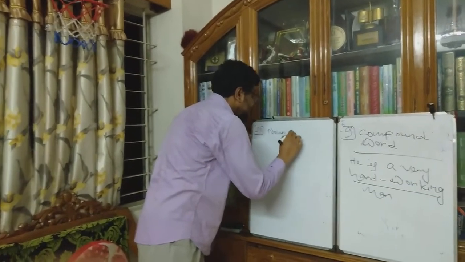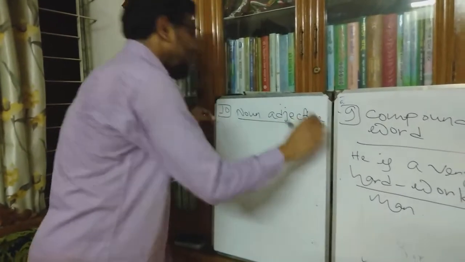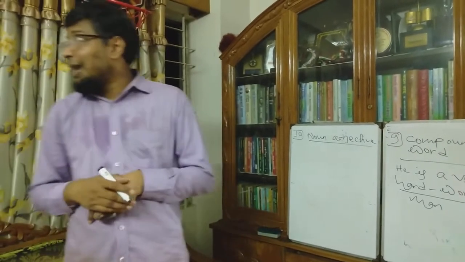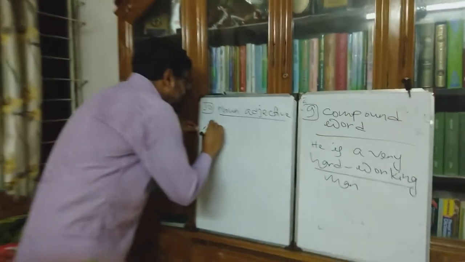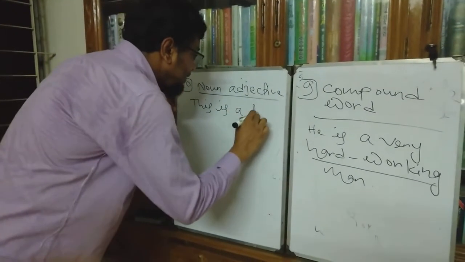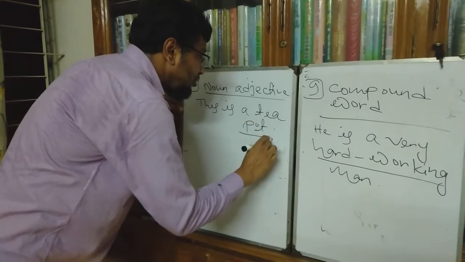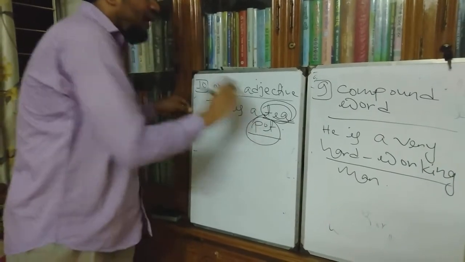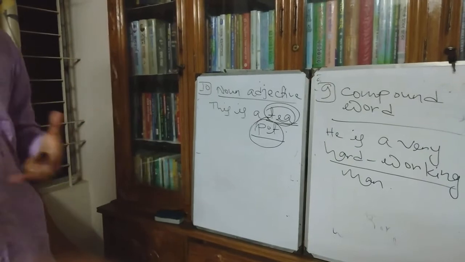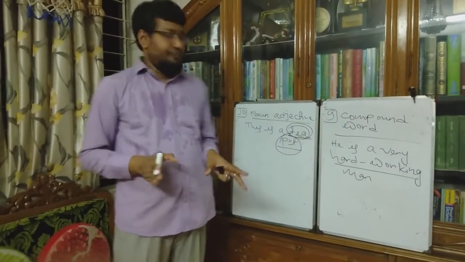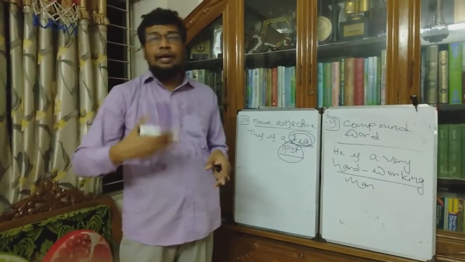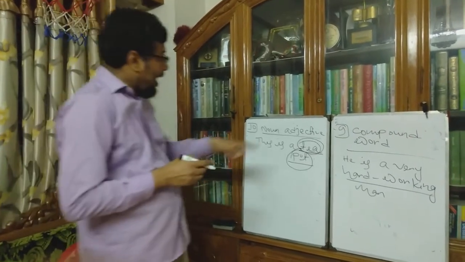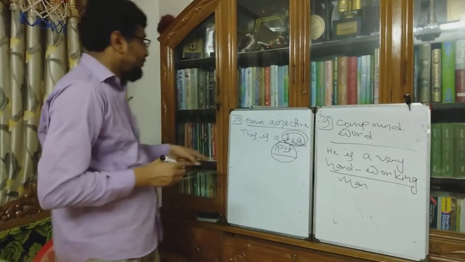Noun adjective. What is noun adjective? Whenever a noun is working like an adjective. Sometimes noun can also work like an adjective. Look at this. This is a tea pot. Pot is a noun, tea is also a noun. But tea is a noun which modifies pot. Whenever a noun is modifying another noun, that is called noun adjective. The noun which is modifying another noun, that is called noun adjective. And that noun adjective can also be used as pre-modifier.